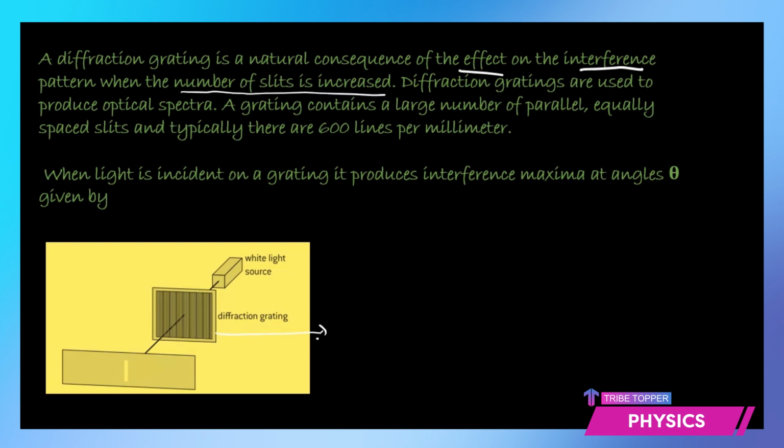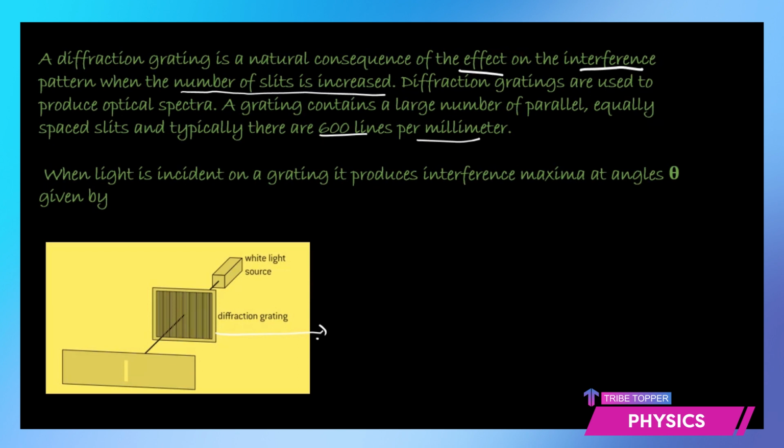We have already learned this in our previous videos, how the intensity and the pattern change when the number of slits goes on increasing. So actually a diffraction grating is there to see how it works if you increase the number of slits to too many, like typically there are around 600 lines per millimeter, so there are 600 slits per millimeter. So when a white light source makes light pass through it, what type of pattern you would get, that is very different for a diffraction grating.